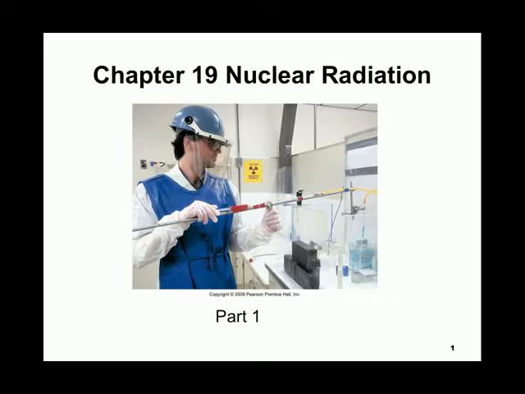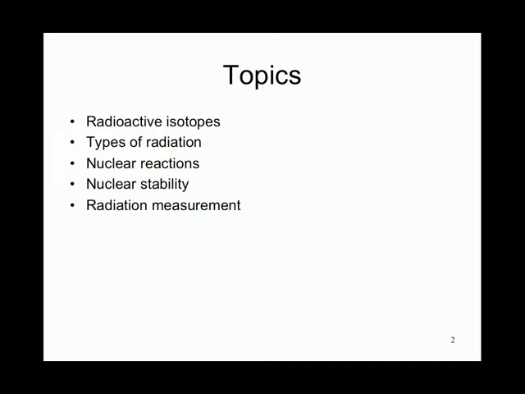Chapter 19, Nuclear Radiation, Part 1. These are the topics for Part 1: radioactive isotopes, types of radiation, nuclear reactions, nuclear stability, and radiation measurement.